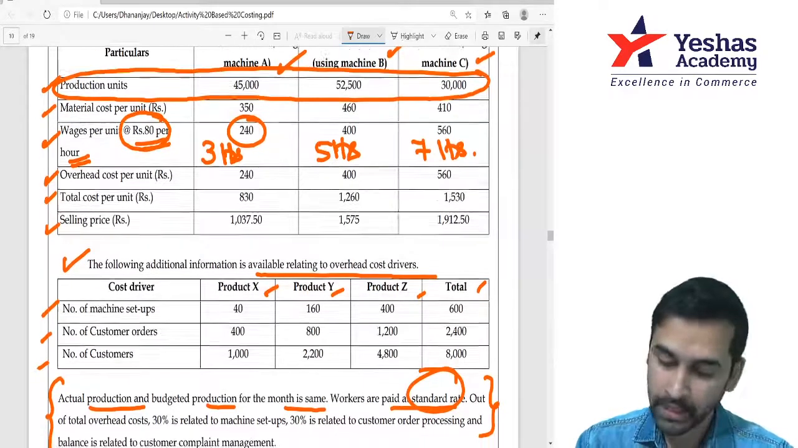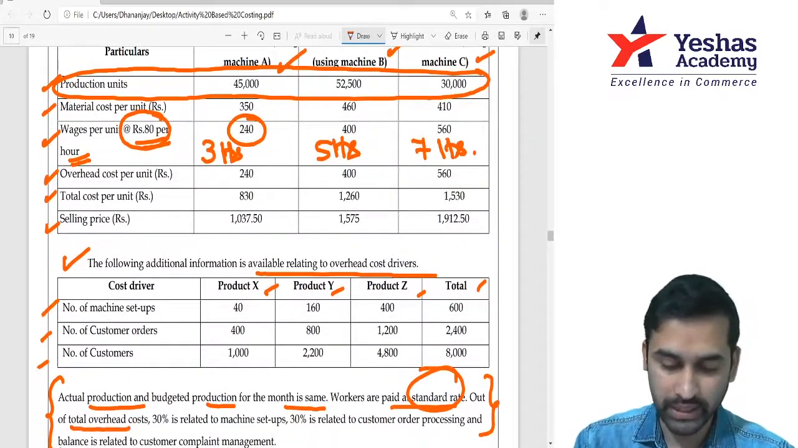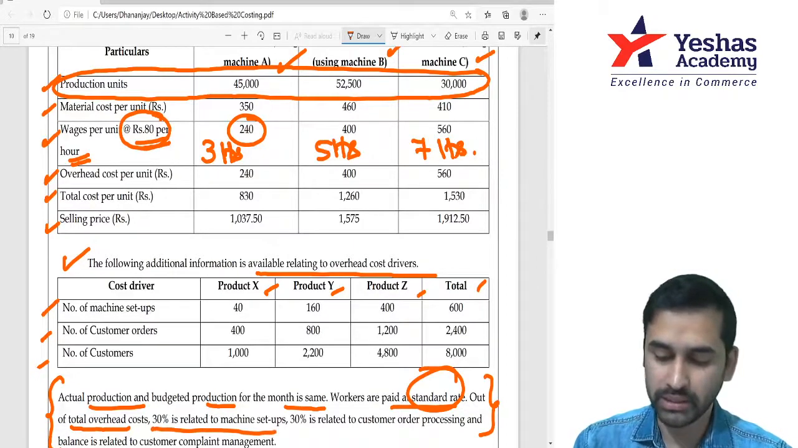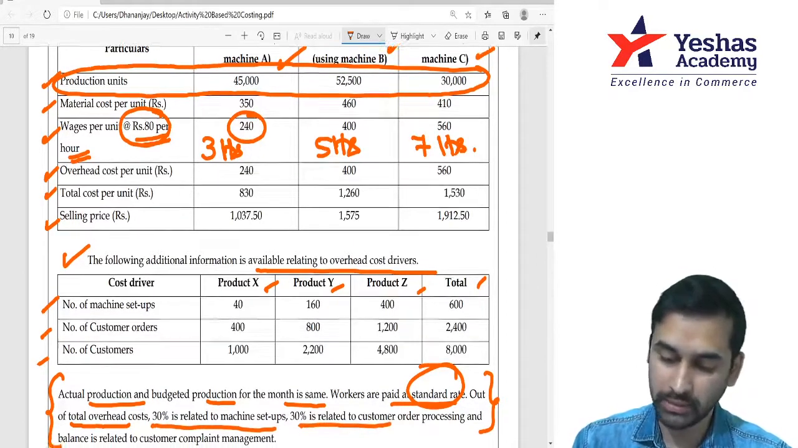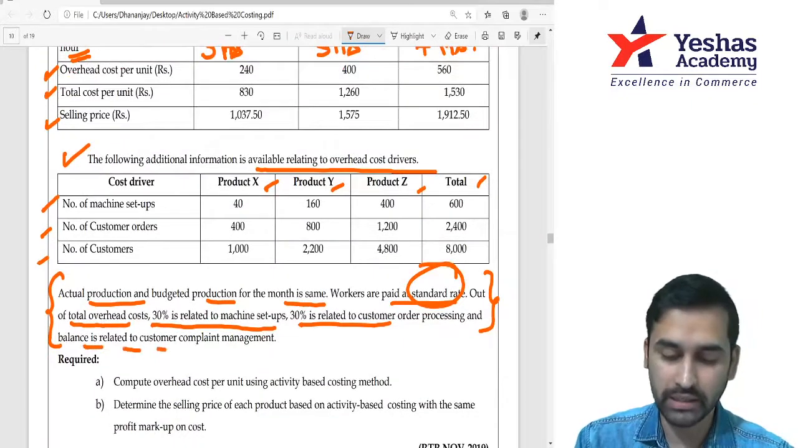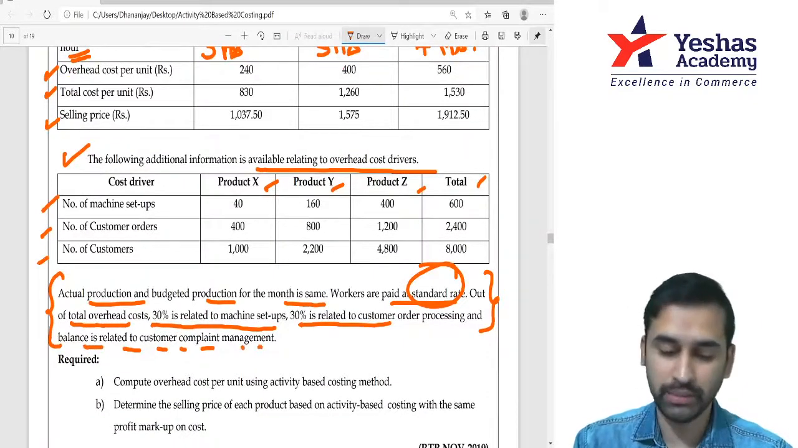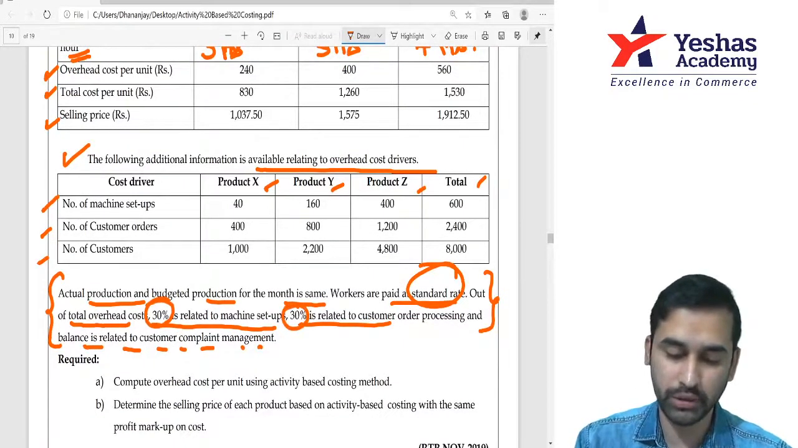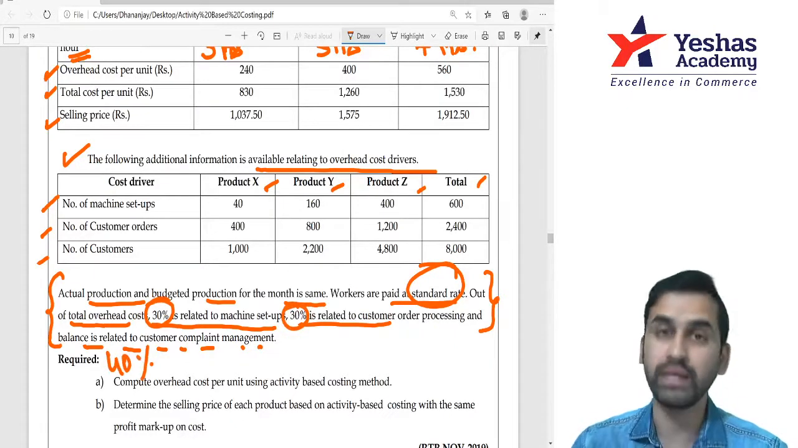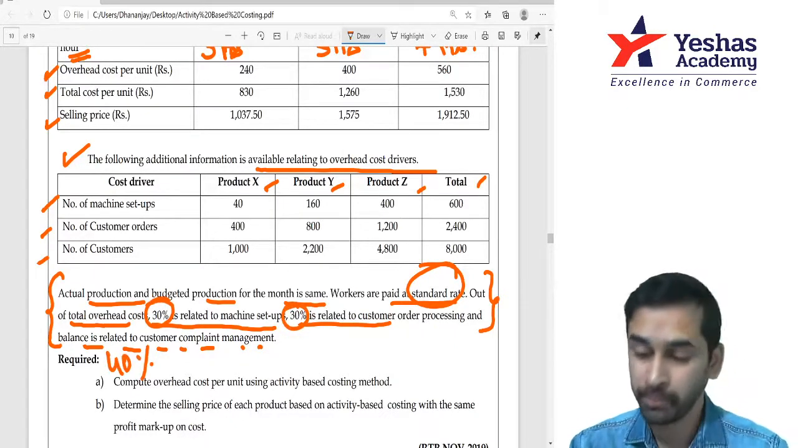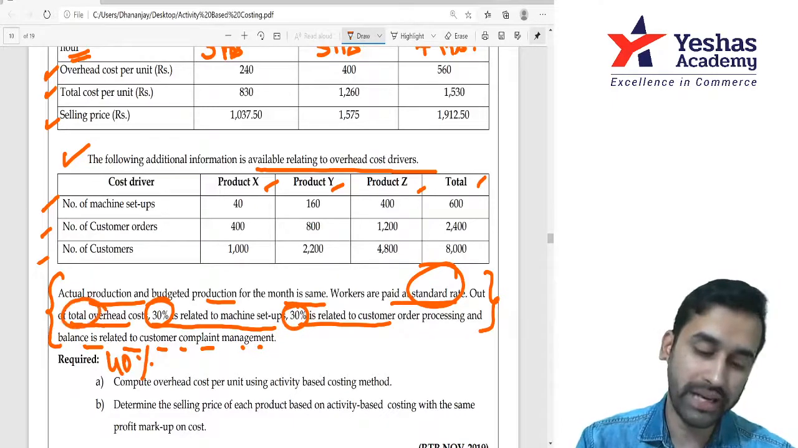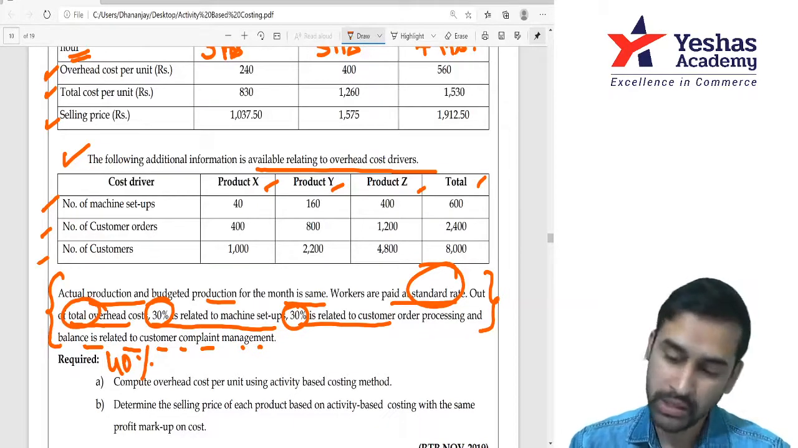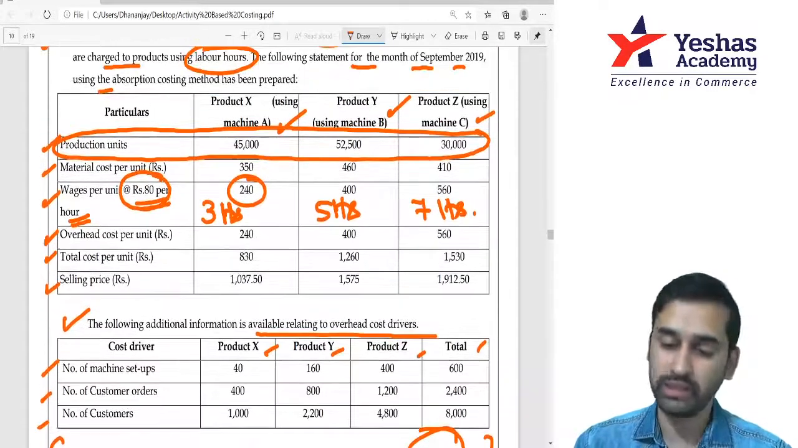Next. Out of total overheads, 30% is related to machine setup, 30% is customer order processing, and balance is related to customer complaint management. This is 30, this is 30. That means the balance should be understood as 40%. All that is okay. But how much is total overheads? How to find out? Sir, you can go to the first table.